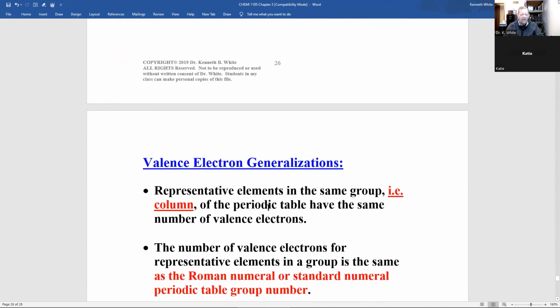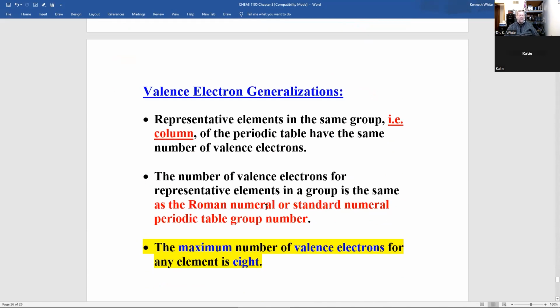Now, a couple of generalizations that I'll never ask you, but you should be familiar with. We talk about valence electrons: the representative atoms in a group, in other words, a column of the periodic table, and I'll show you this in a second, have the same number of valence electrons. Now, this is important. Now we'll go through this.